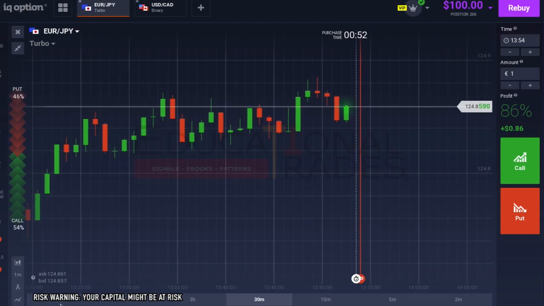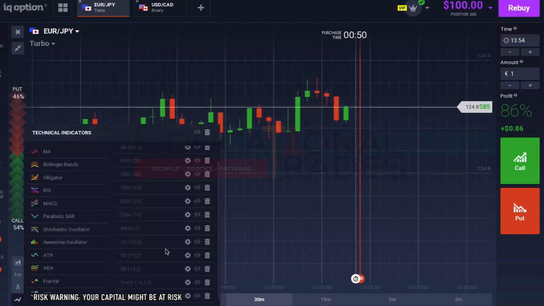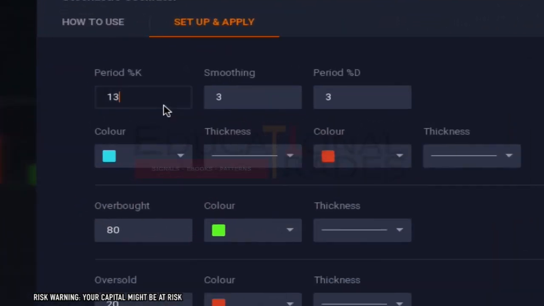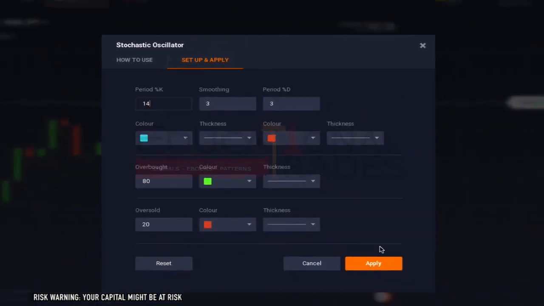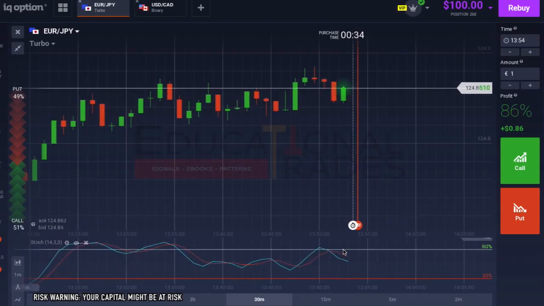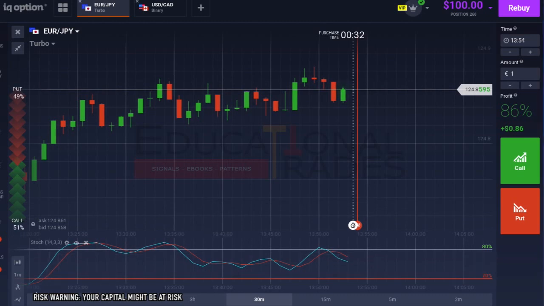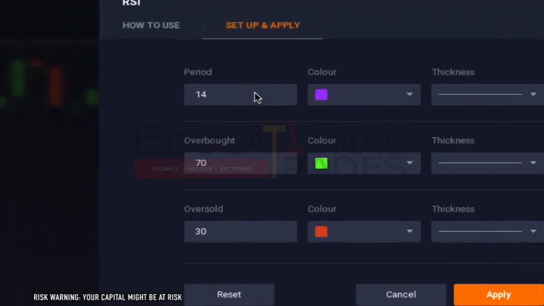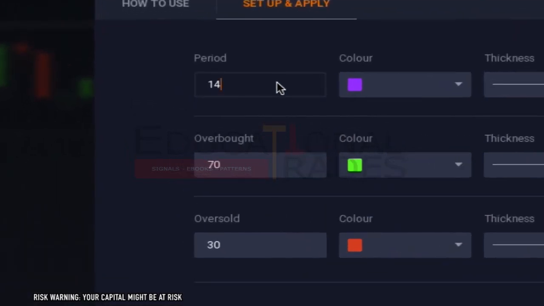Now we need to add a stochastic oscillator. Set the period at 14 and keep the other default settings. Now we need a relative strength index, with a period of 14, an overbought margin of 65, and an oversold margin of 35.